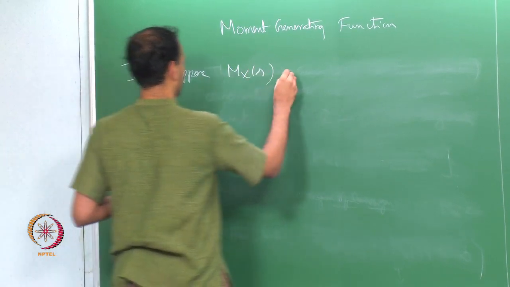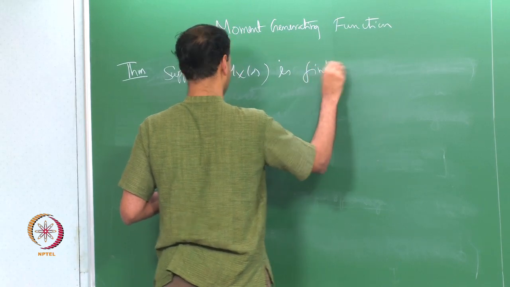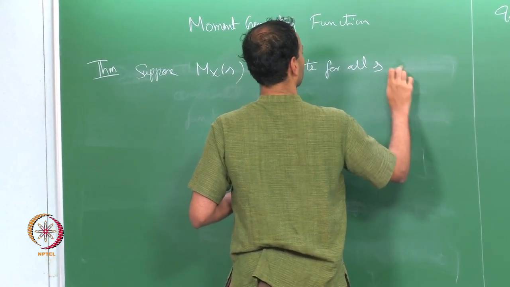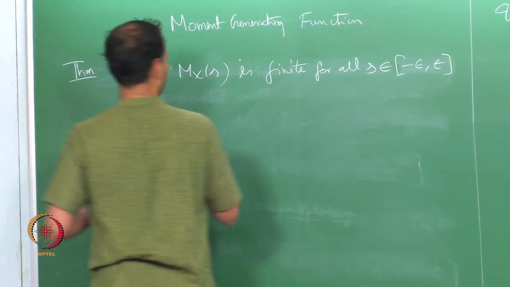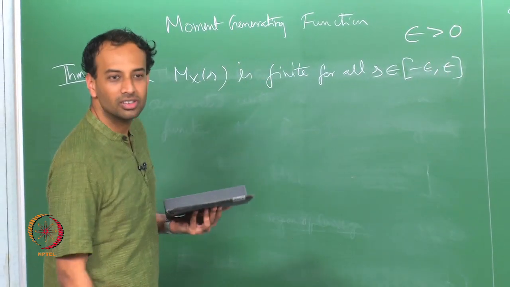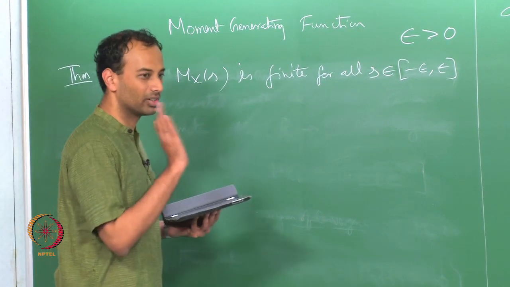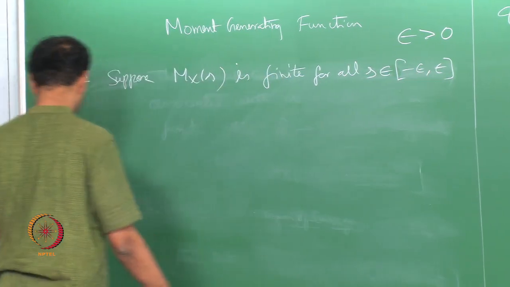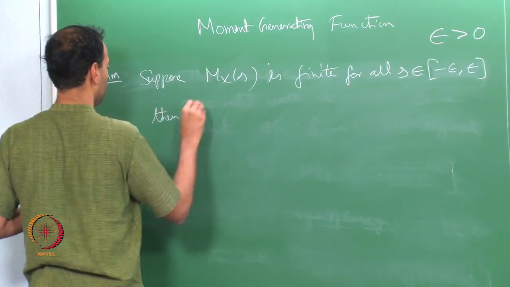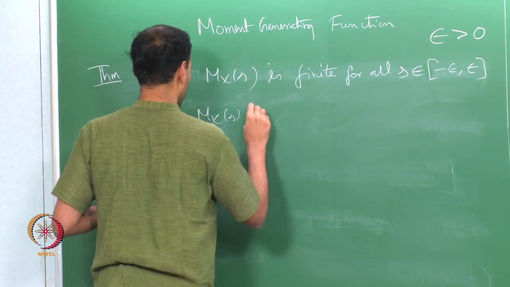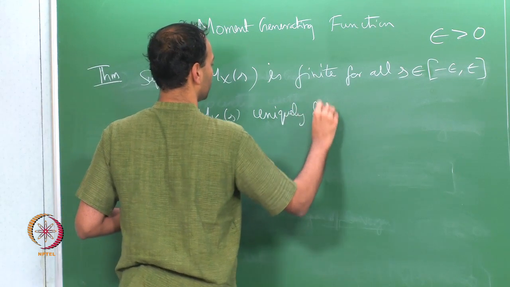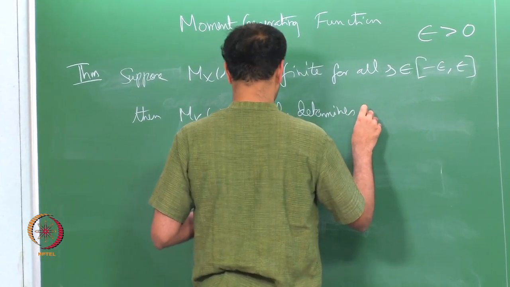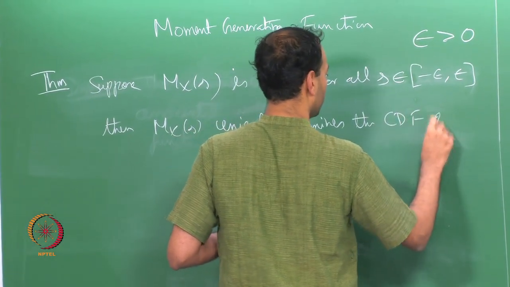Mx of s is finite for all s in minus epsilon to epsilon. So, this epsilon is greater than 0, okay. Epsilon is any positive number, it can be very small also, okay, as small as you like, it cannot be 0, it has to be strictly positive. Suppose you tell me that Mx of s is finite in that little interval around the origin, then Mx of s uniquely determines the CDF of x.